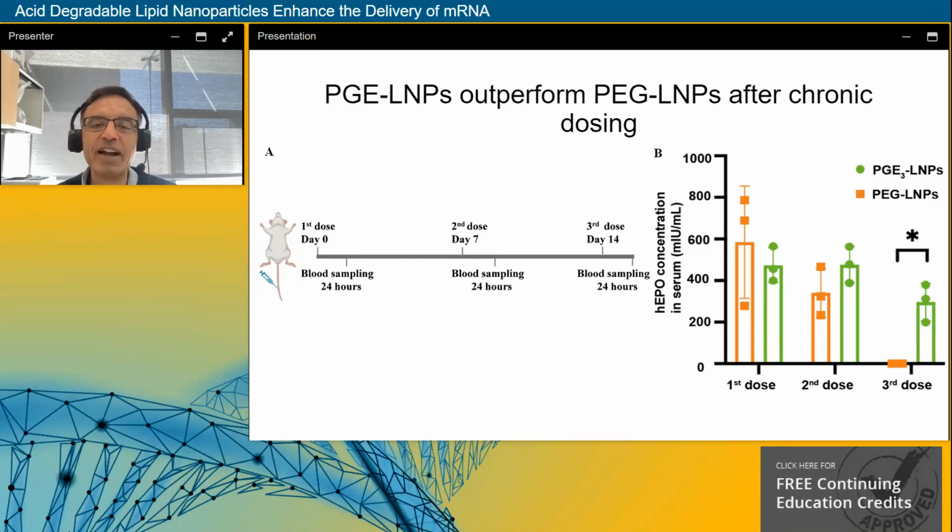And we did that using EPO mRNA as the model system. The results are shown here. The y-axis is EPO concentration, and the x-axis is the number of doses. The green bar is the PGE-LNPs. And as you can see, after the third dose, the PGE-LNPs are much, much better than the PEG-LNPs. And this is presumably because of a lack of antibodies. So we're now looking at this for various types of chronic diseases.